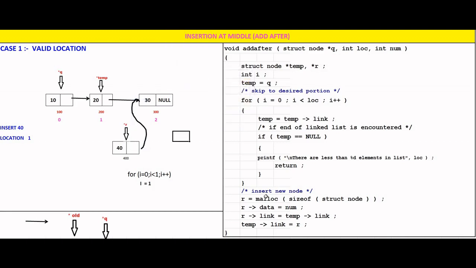Like this. Then temp of link is equal to R. Temp of link is having what? 300. We remove that and we add what? R. R is having what? 400. So we copy this 400 here. Whenever we copy 400 here, it will point to here.